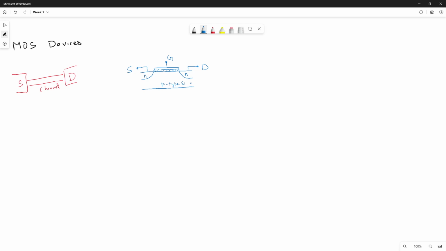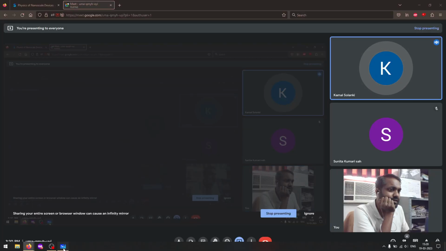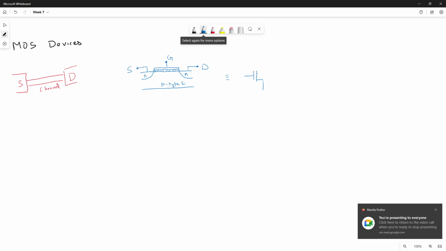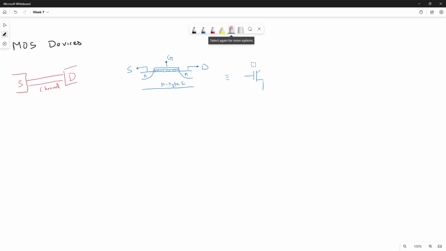Now this, of course, is symbolically represented as a three-terminal device. Can someone help me out here? Which direction will the arrow face for a device like this? Either Kamal or Sunita, if you are listening. Okay, sir, are you drawing for depletion type or enhancement? Very good, that is essentially what I wanted you to point out.